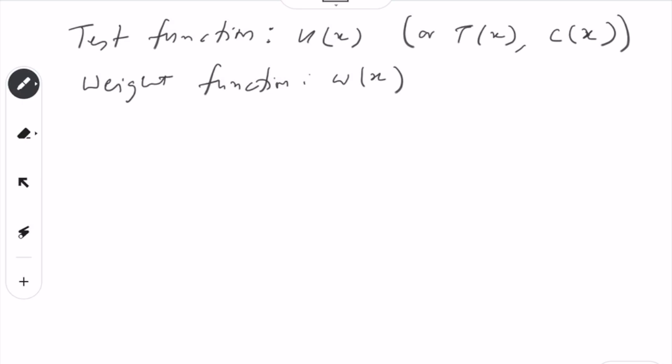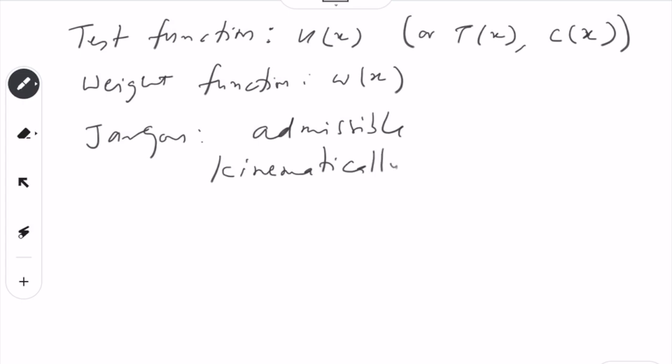Okay. There are a few jargons that I want to discuss, so that if somebody who knows the finite element method is talking to you, you should be able to understand. What we say here is u(x) and w(x) have to be admissible. Okay. So the jargon is admissible, and sometimes also called kinematically admissible.